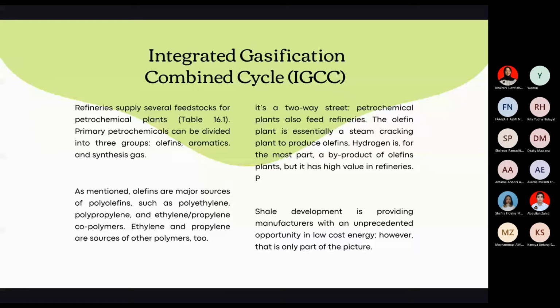For this part, if I wasn't wrong, the title was supposed to be the relationship between refineries and petrochemicals. I'm sorry for the mistake.